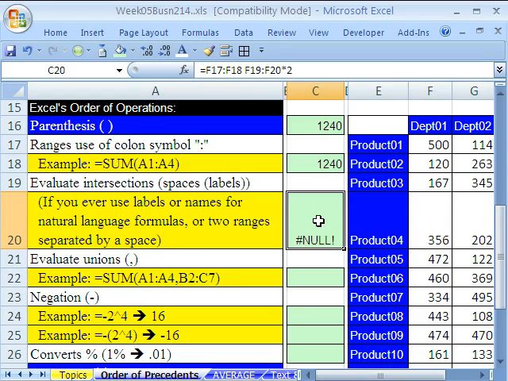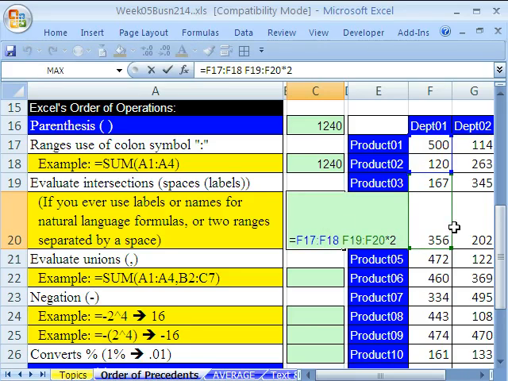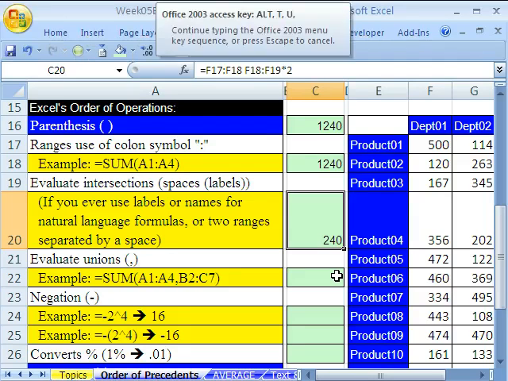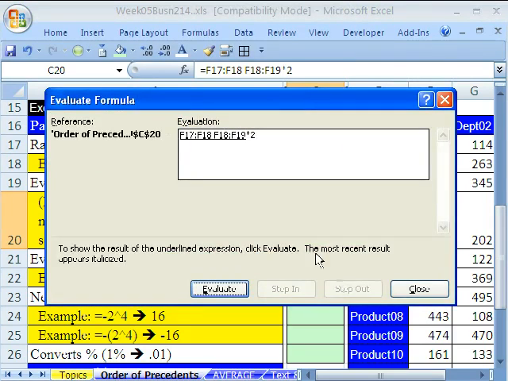Let's edit this formula. Hit F2. That's what null means. And I'm actually going to move this right there. So now there is an intersection, the number 120. So 120 times 2 is 240. Let's run the Formula Evaluator, Alt-T-U-F. And there it is. It's going to evaluate that space, that intersect operator, before the multiplying. So we get 120 times 2 is 240.